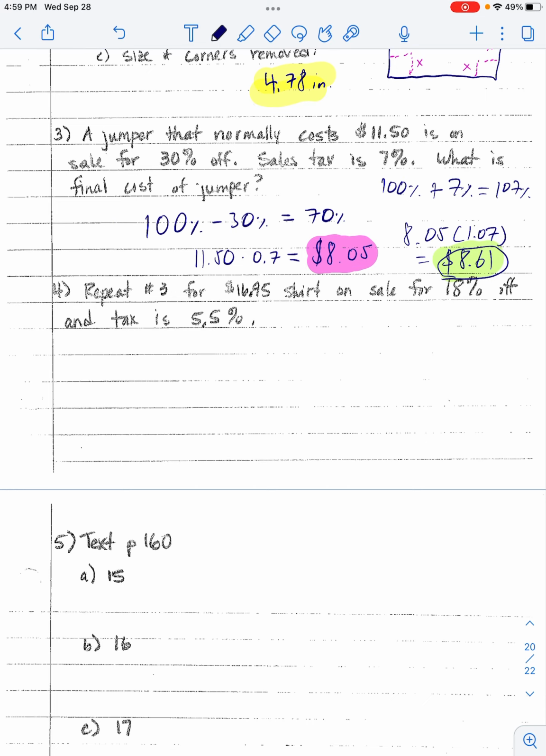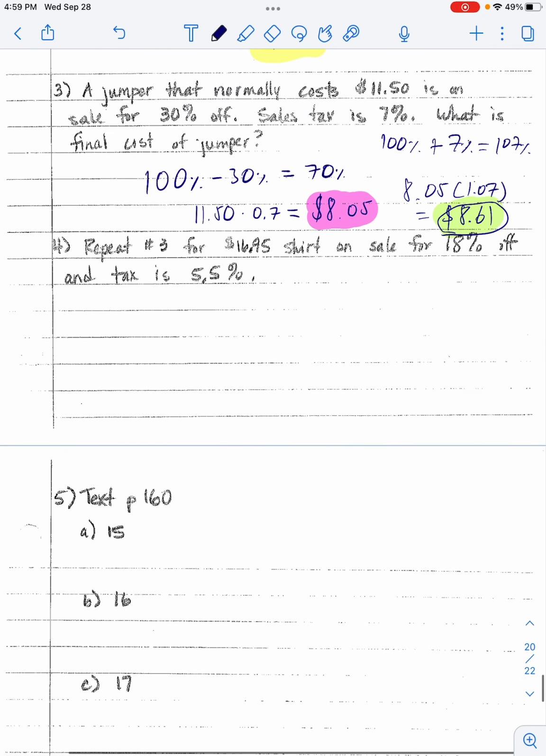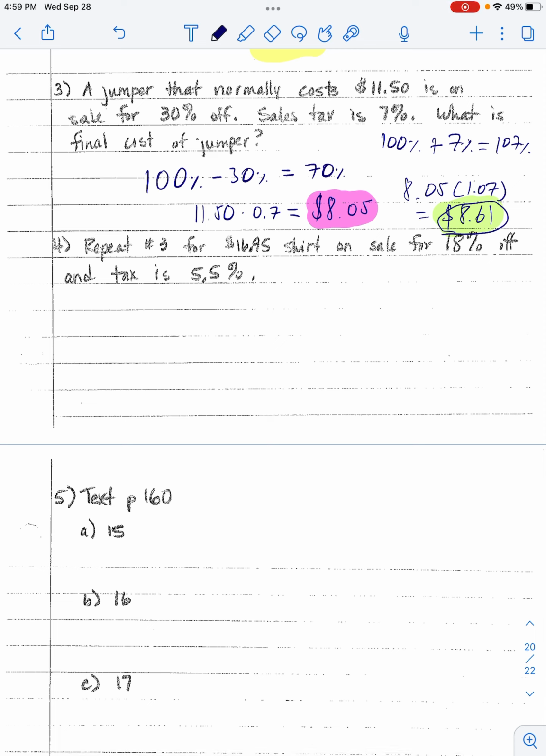Now we want to repeat number 3. We have a shirt that's $16.95 to start off with. We're 18% off, so 100 minus 18 equals 82. So our shirt is only going to ring up at the register for 82% of the original. The original cost is 16.95. If we multiply that by 0.82, we get $13.90, rounding to the nearest hundredth.